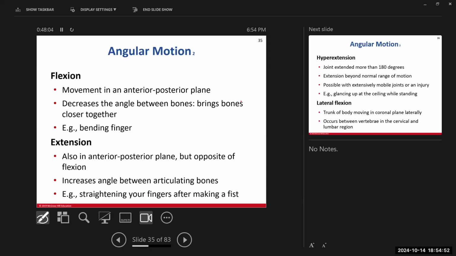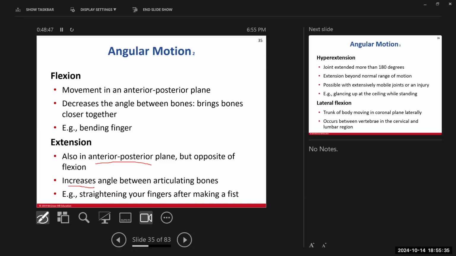Then when I do the opposite, I do extension. Extension is the opposite, so we're still moving in the same anterior posterior plane, front to back. In this case, I am increasing the angle. After I asked you to make a fist, now instead of having your fingers bent, reach out to somebody and try to shake their hand. When you extend your hand out, your fingers are in the extended position. When you make a fist, they're in the flexed position.